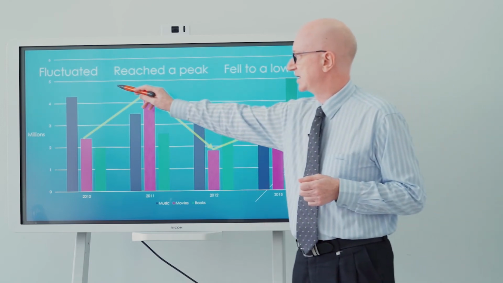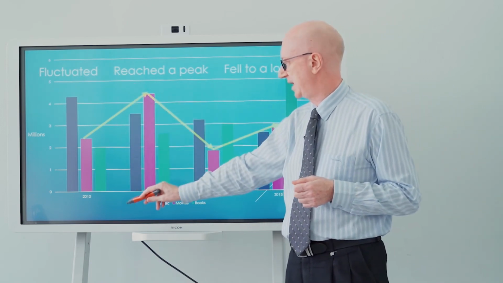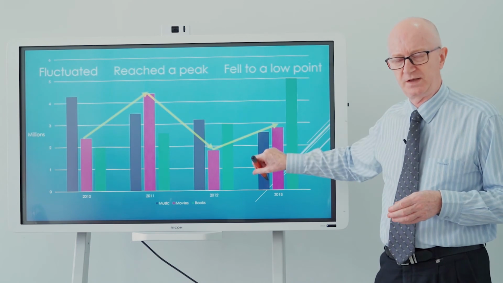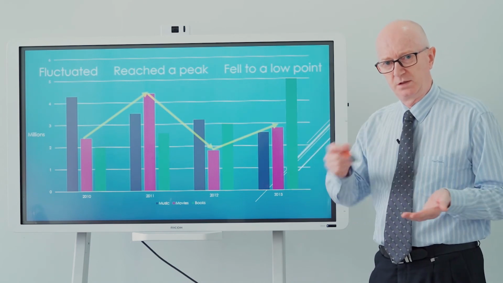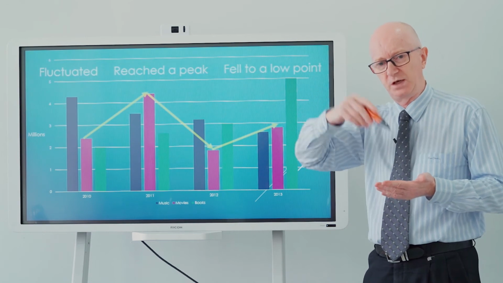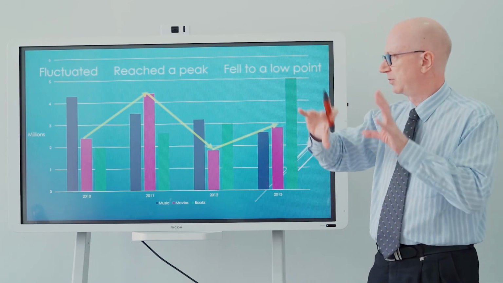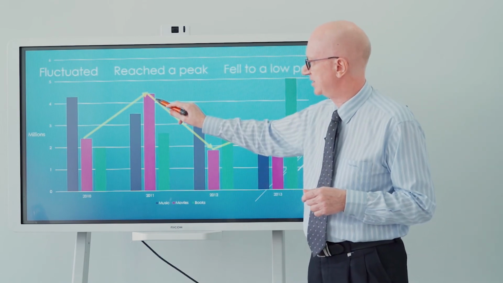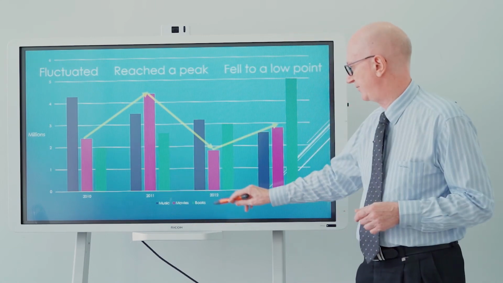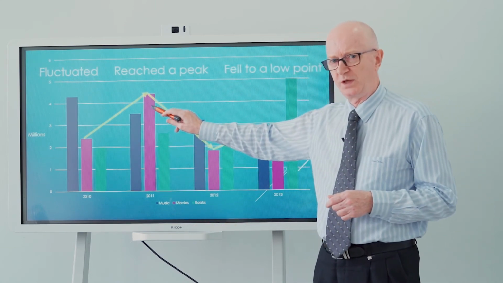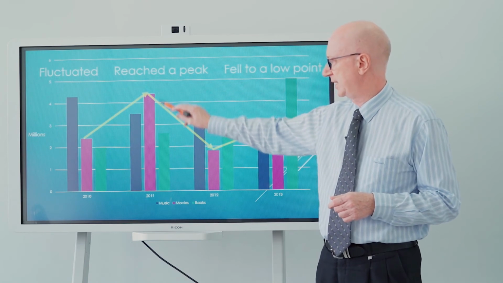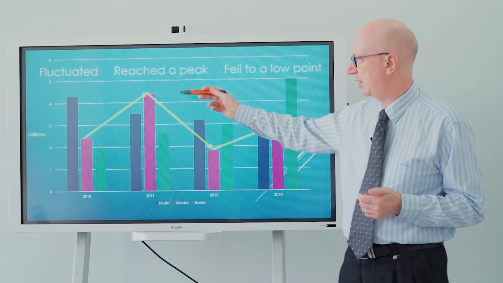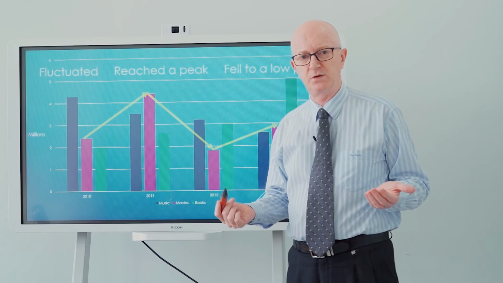We can say fluctuated. We can say that the sales of movies between 2010 and 2013 fluctuated. Imagine a mountain range, up and down, changeable. This one reached a peak. We can see in 2011, the sales of movies were at the highest point. We could say that they reached a peak. In 2011, sales of movies reached a peak of 4.25 million sales.